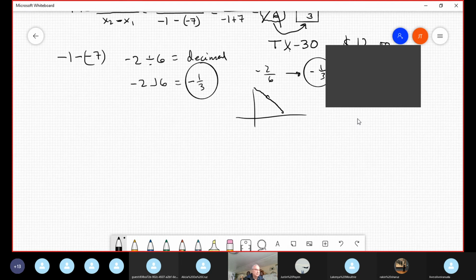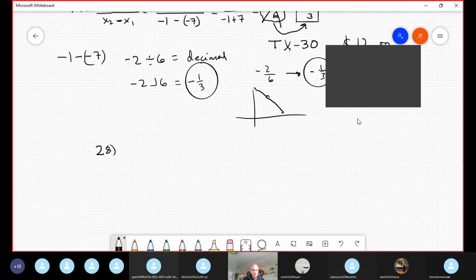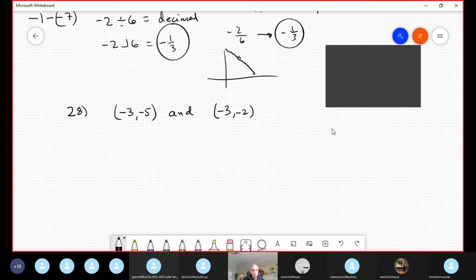Suppose 28. 28 is -3, -5, and -3, -2. Okay, let's do it. What is my famous formula? My famous formula is slope is equal to y2 minus y1 divided by x2 minus x1. This is x1, y1, this is x2, y2.